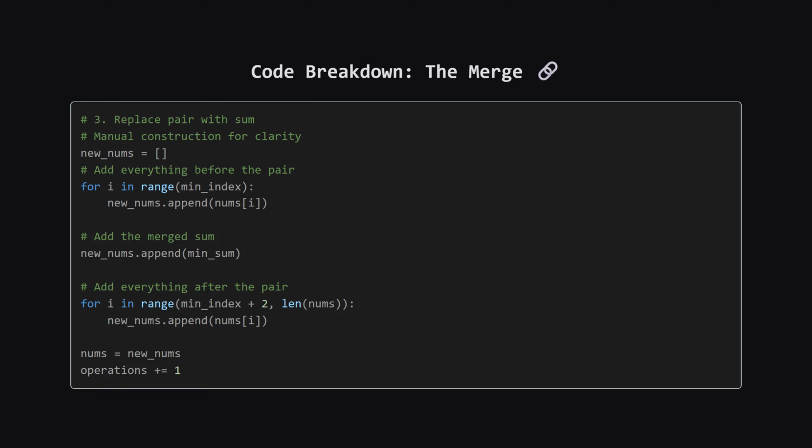To keep things very clear, I'm building a brand new list here. First, we copy over all the numbers that appeared before our chosen pair. Then, we append the new merged sum we just calculated. Finally, we copy over all the numbers that were after the pair, skipping the two we just merged. We update our main list to be this new version and increment our operations counter.